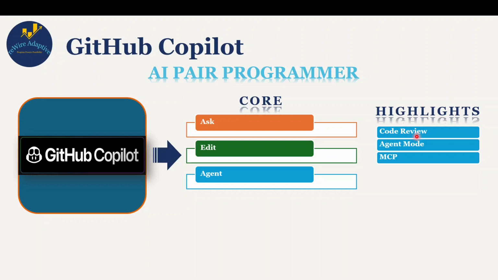Okay, and the second one that I have noted is agent mode. I've done a quick execution of a Playwright task, and it has seamlessly performed those operations. I'm going to show that one as well. And then the third cool feature is MCP, that is Model Context Protocol.